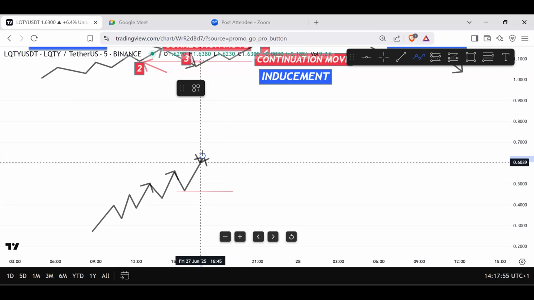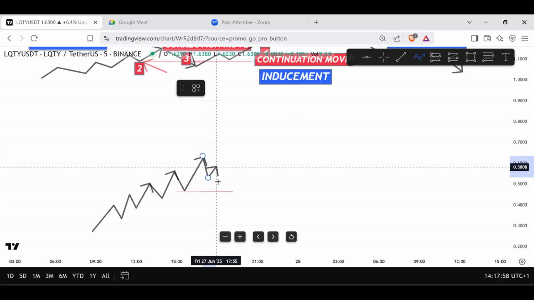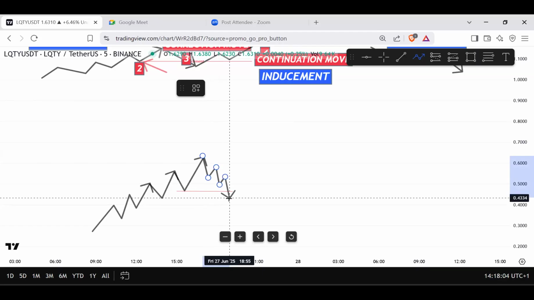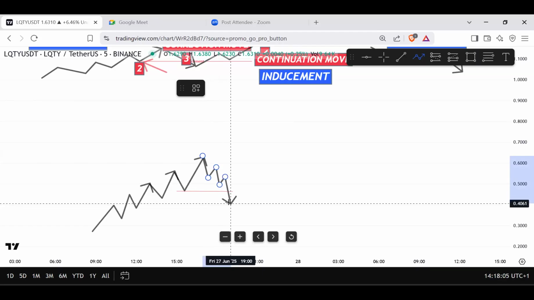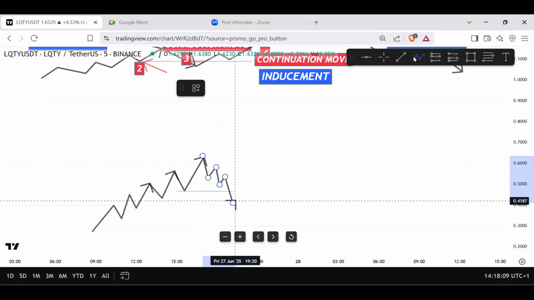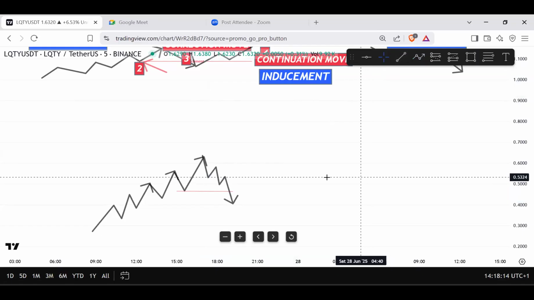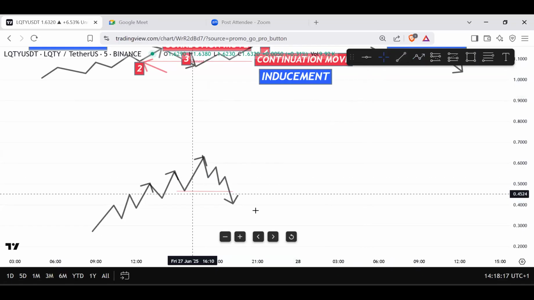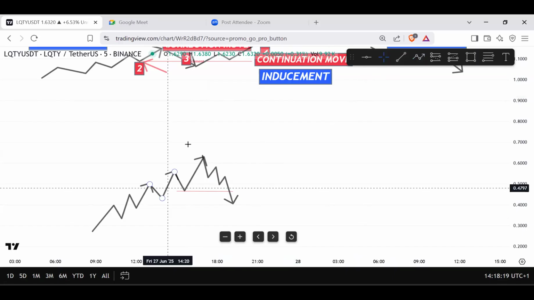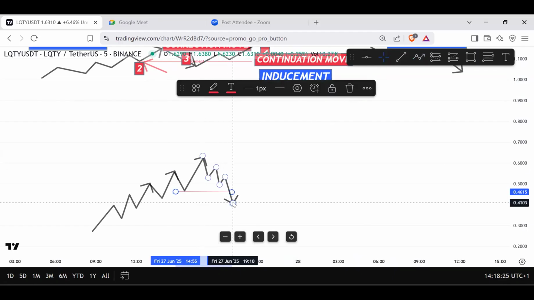Now this move can be a single leg, or it can be multiple legs and have pullbacks too. But as long as it goes below this inducement, we call it a correction. So are you getting it like that? Yeah. We have the impulsive move, the inducement, and the correction.